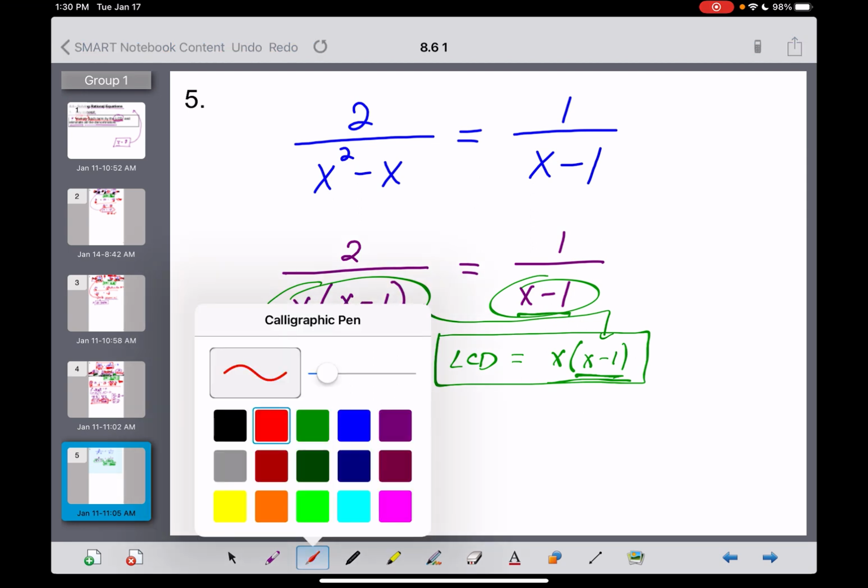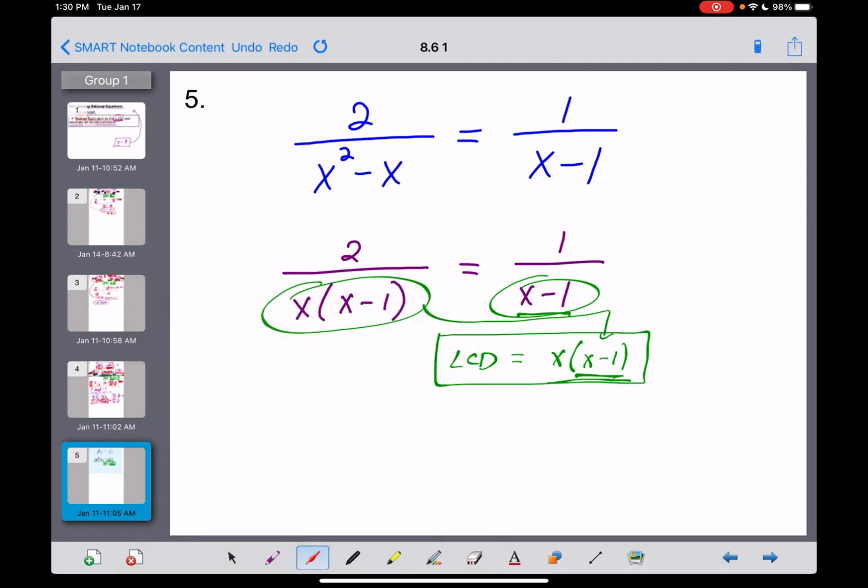And what do we do with that? If we go back to the key concept from the first slide, we multiply every term in the equation by that LCD. Now, there's only 2 terms in this equation, unlike the other 3 problems that had 3. So here we go. We're going to multiply by x times the quantity x minus 1. That gets multiplied here, and the same thing happens right here. x times x minus 1.